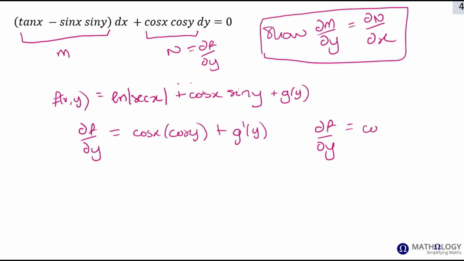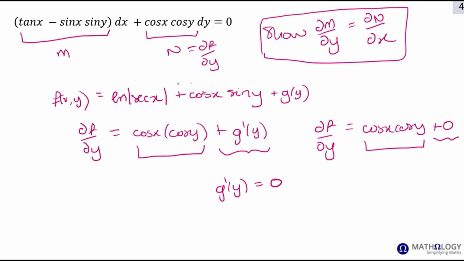So comparing these two expressions now. n is cos x cos y. So we can clearly see we have cos x cos y in the first expression and in the expression for n. And then g prime of y, we're going to equate to 0. So g prime of y equals 0. When we integrate that, we're just going to get a constant term. We'll just call that c.